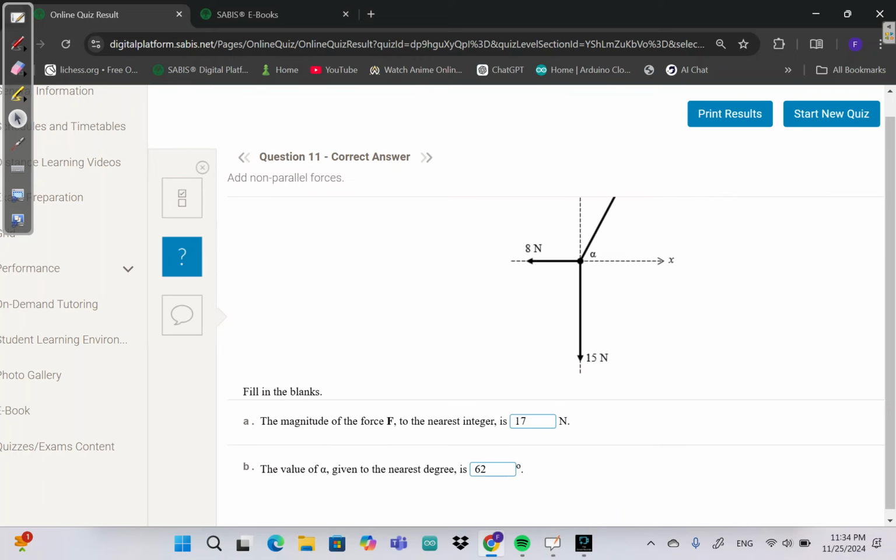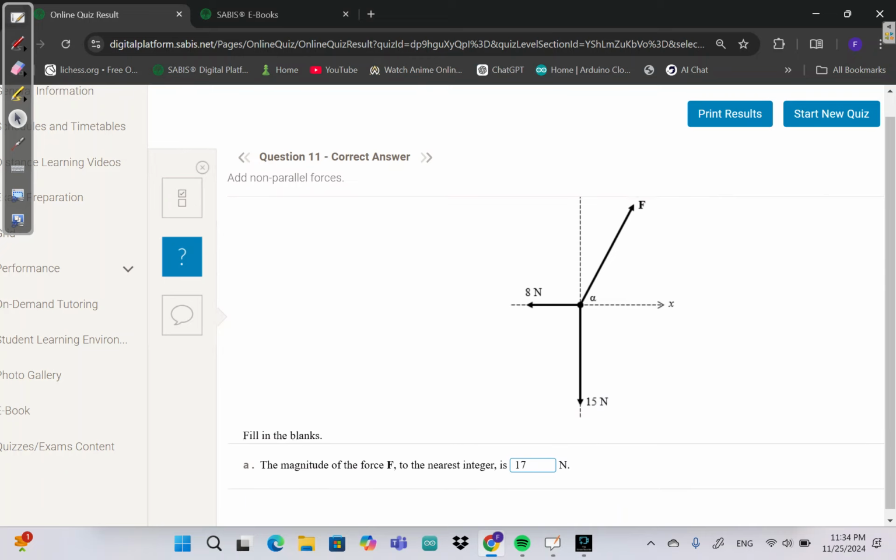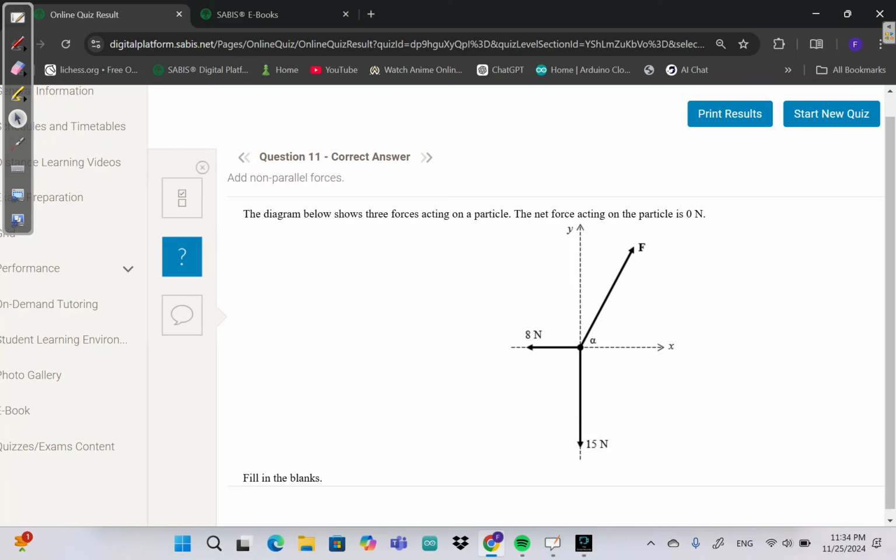Okay, for this question, we need to find the magnitude. Now, we need to pay attention to the question. They told us that the net force acting on the particle is 0. If the net force is 0, that means that the particle does not move, which means that this force needs to be equal to this force so that the particle stays in place. So basically, if we find this force, it's going to be equal to it.